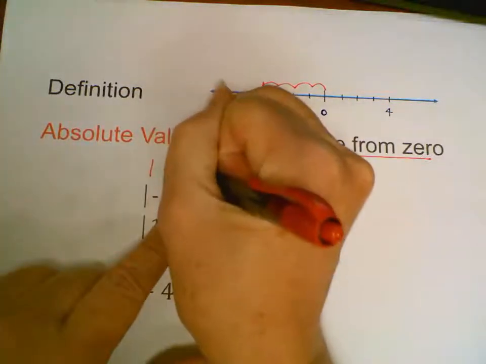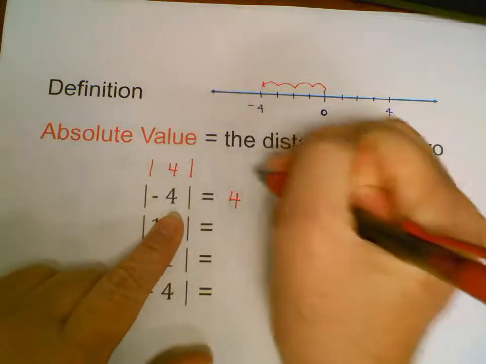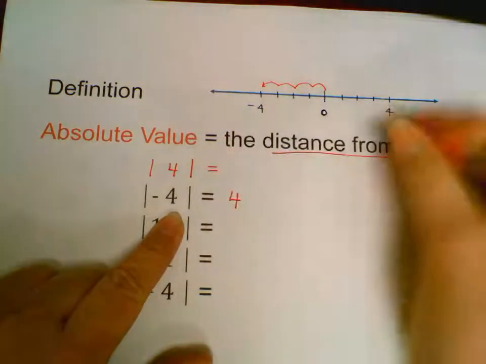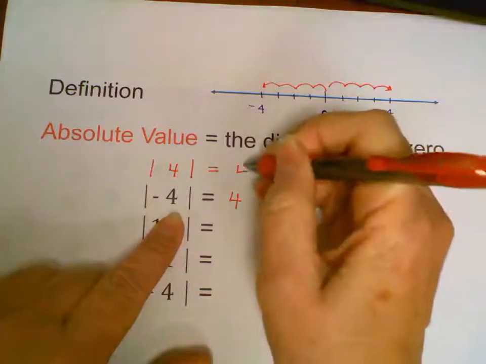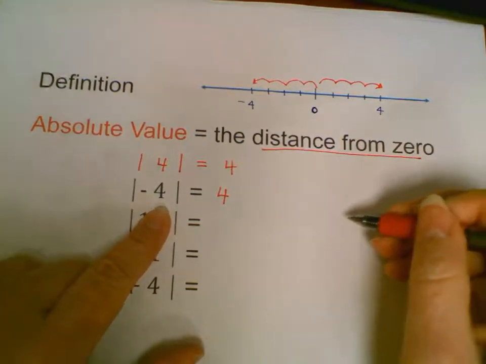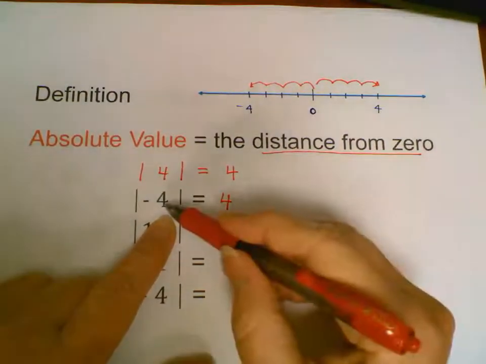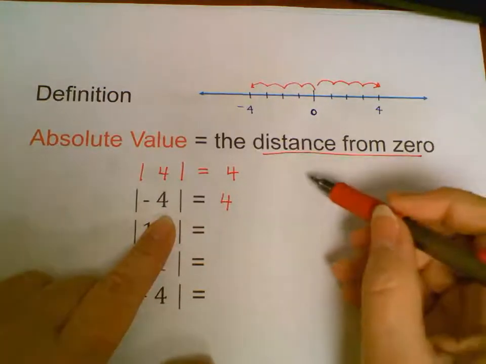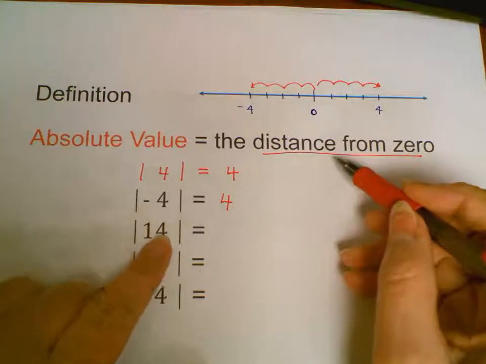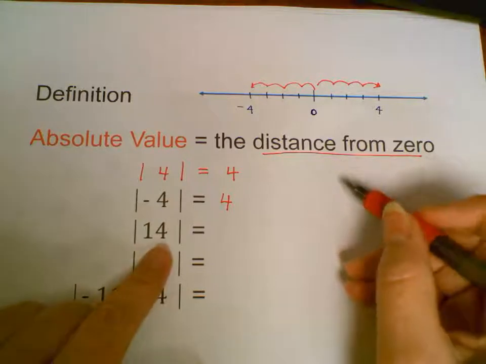So if I wrote absolute value, that's what the bars mean, of 4, it's also 4 spaces away. That's why some teachers will tell you absolute value is just taking the sign away. But I want you to know the real definition. It's the distance from 0, which is always a positive number.